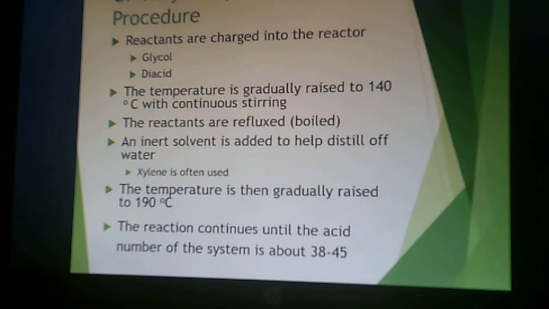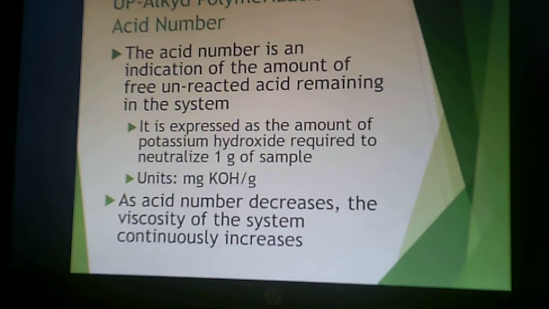And what that tells you is the number of unreacted acid units that are still present. And that helps you determine the molecular weight from that acid number. So this is an indication of unreacted acid remaining in the system. We'll do a lab on this, but acid number is expressed as milligrams of KOH, potassium hydroxide, per gram of sample. As the acid number decreases, the viscosity of the system increases, just like the polymer size and molecular weight increases. So if your acid number is going down, your molecular weight and your viscosity are going up.